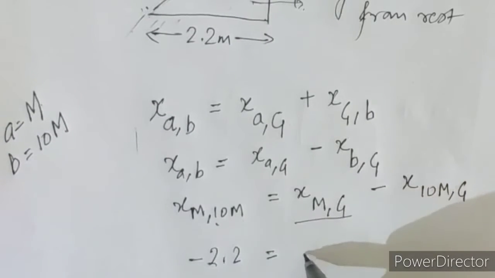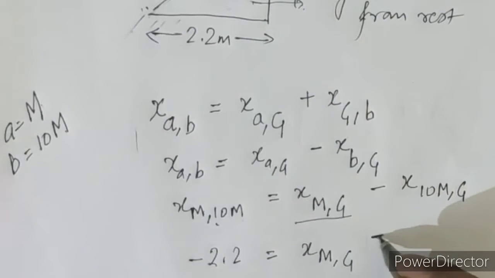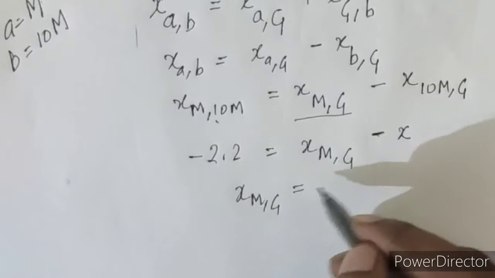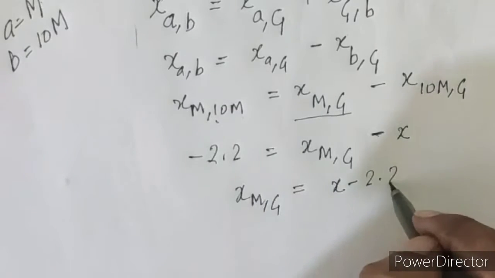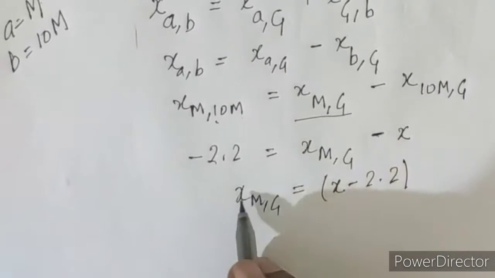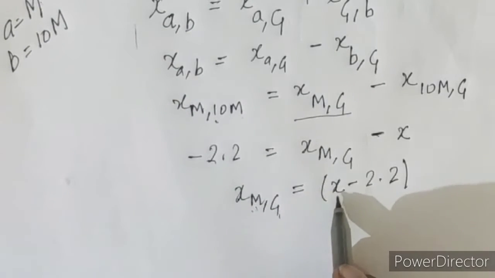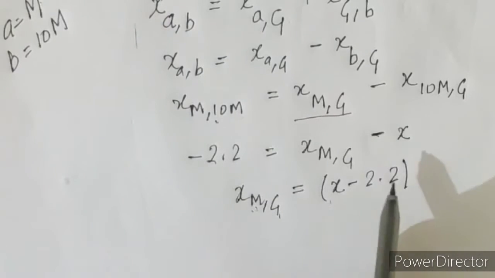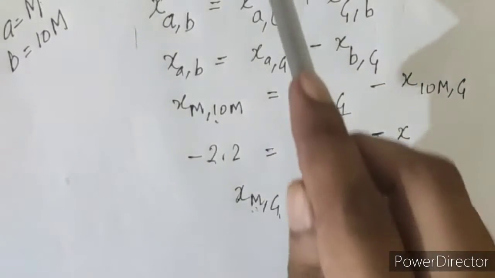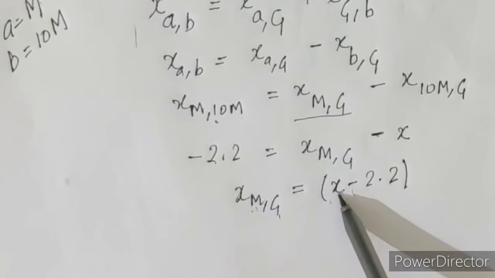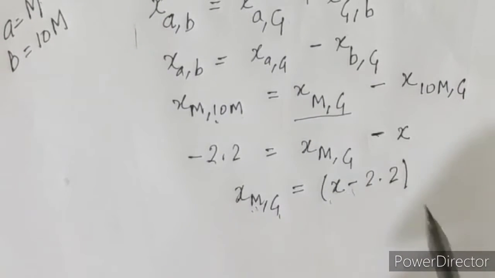Now we want to calculate this value, so we will keep it like this, and say this 10m with respect to ground has moved forward by a certain distance, say x. So the position of m with respect to ground will be x minus 2.2. This will be the position of the smaller mass m with respect to ground, if 10m has moved forward by x in the positive x direction.